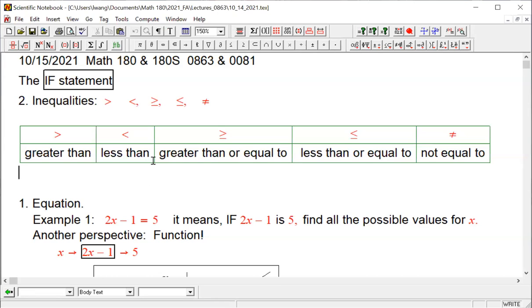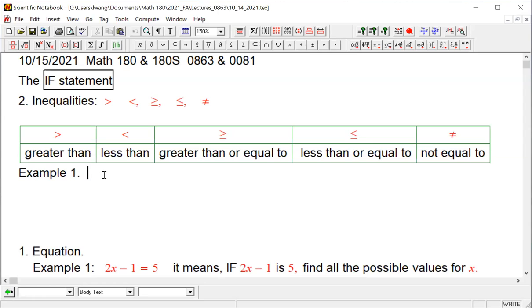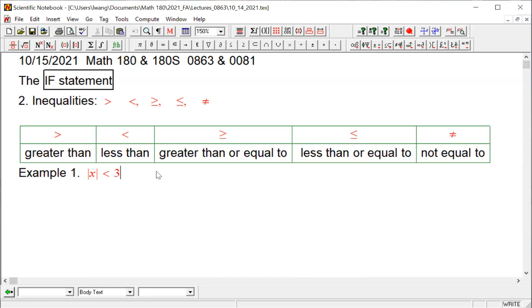All right, let's go back to the beginning. Basic 5. Okay, example number 1. It says the absolute value of x less than 3. What kind of statement is this? It's an if statement. It says if the absolute value of an unknown number is less than 3, find all possible values for x. That's the meaning.